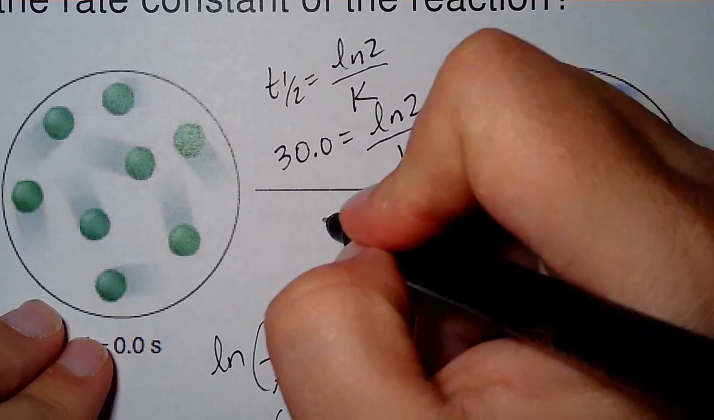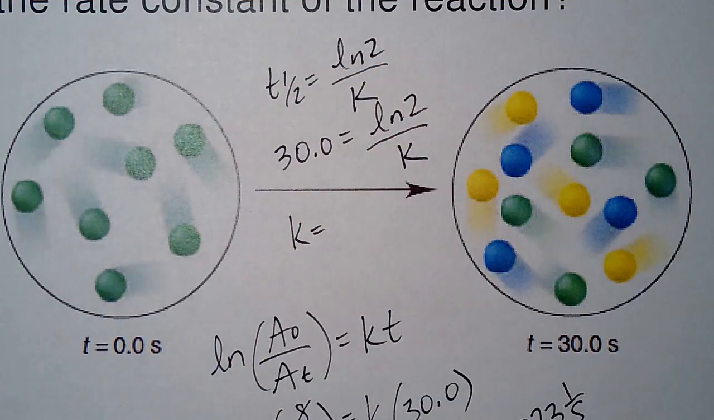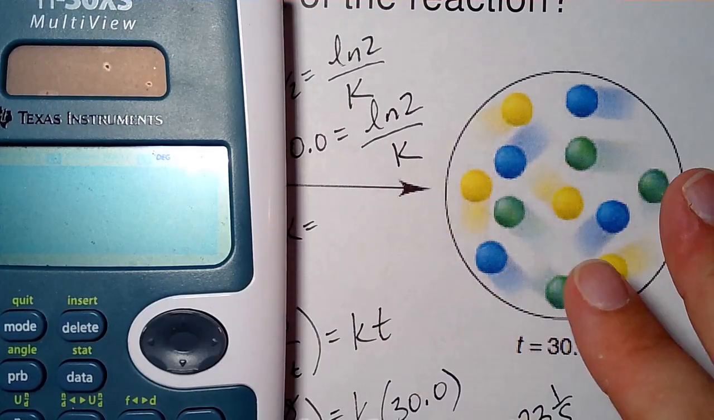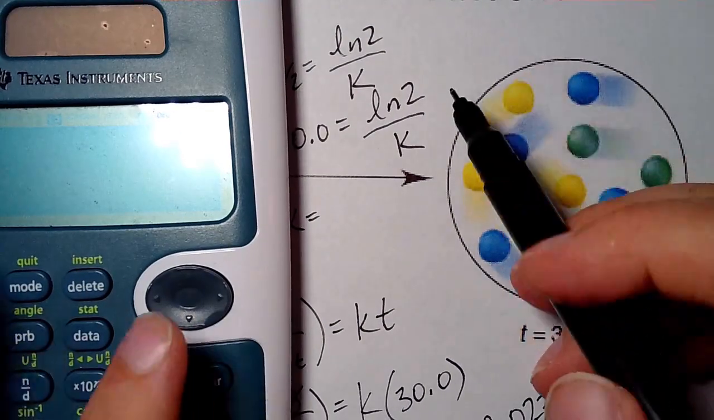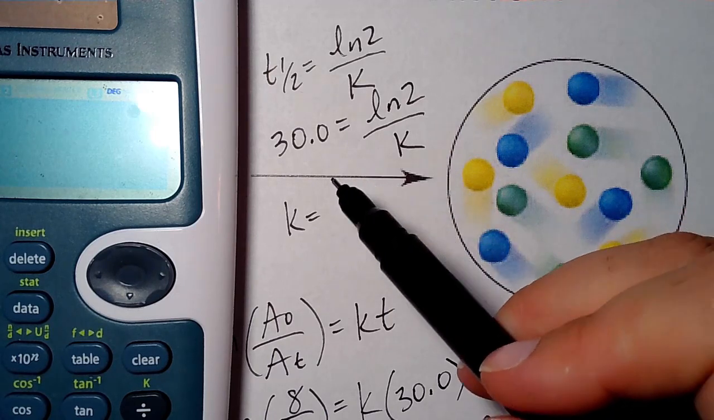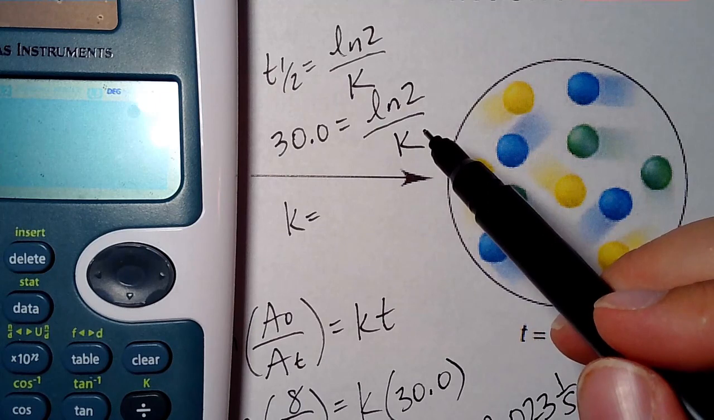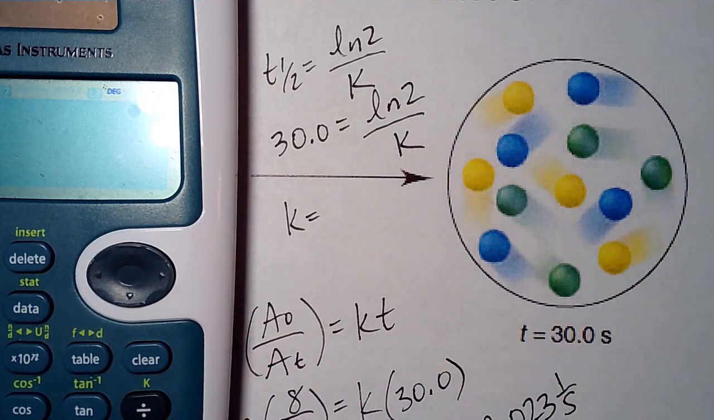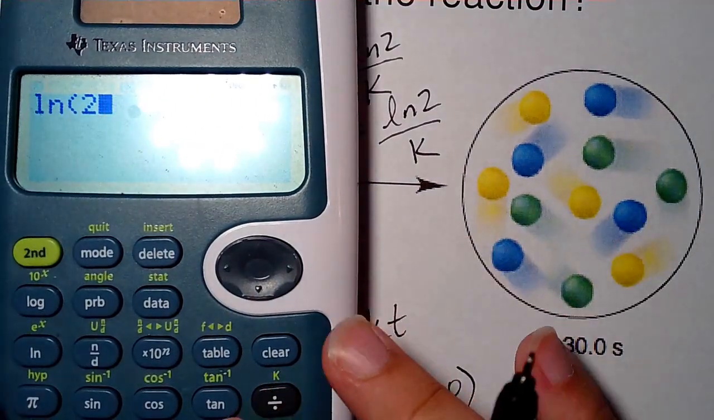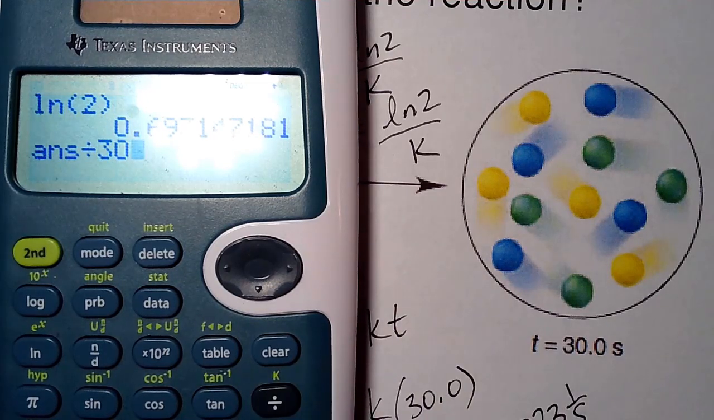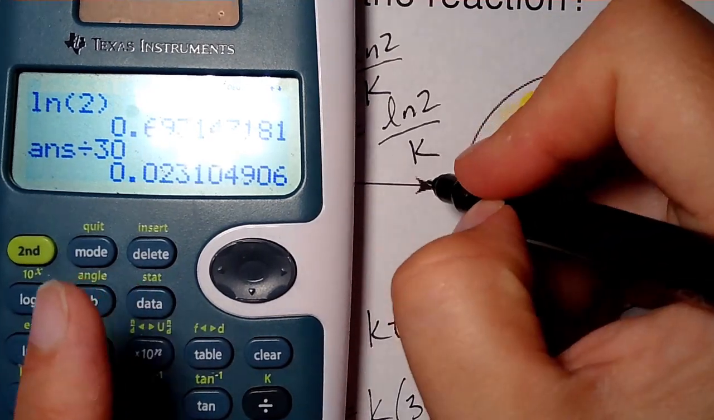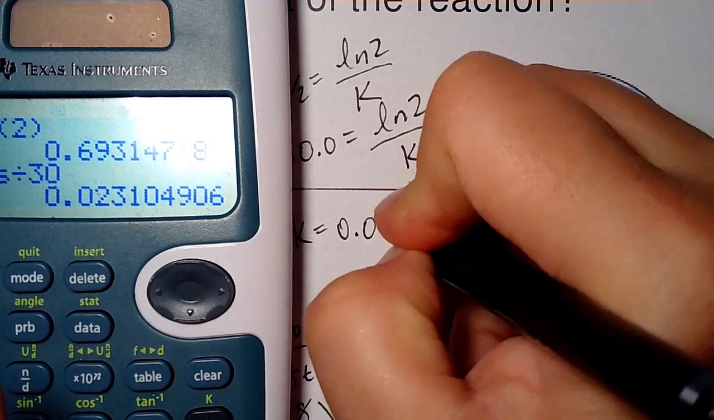So we have multiplying by K over here to get K off the bottom, and then divide by the 30. So ln of 2 divided by 30 gives us the same K value we had before. So by using half-life information, we can also solve this fairly quickly.